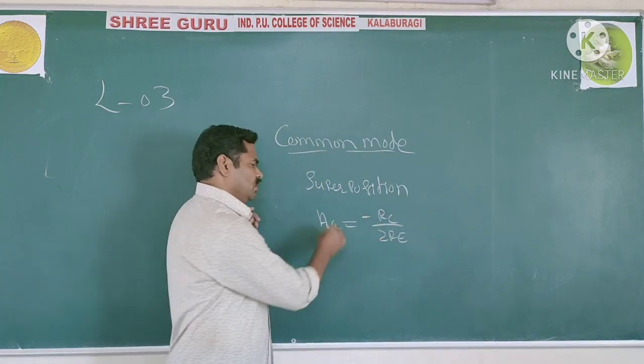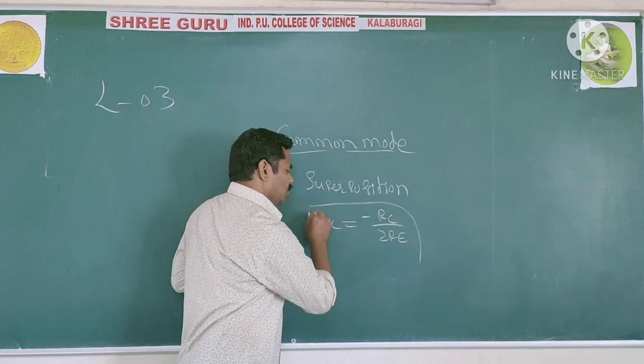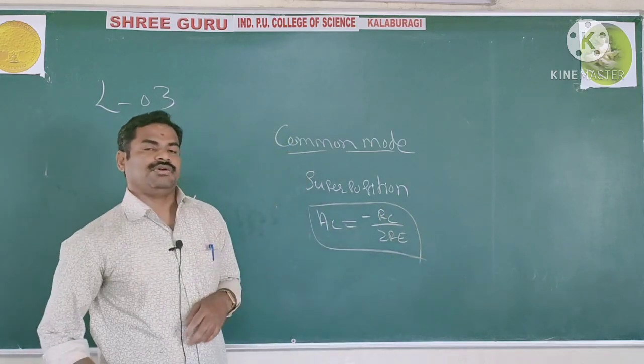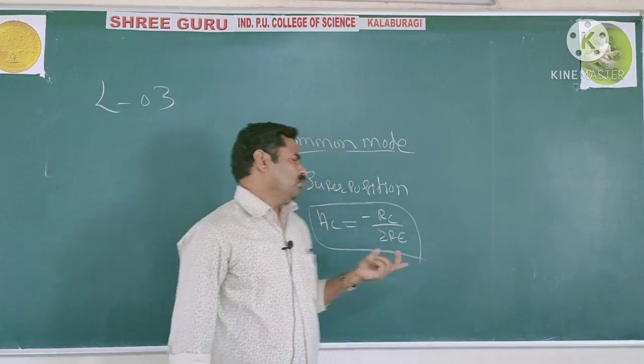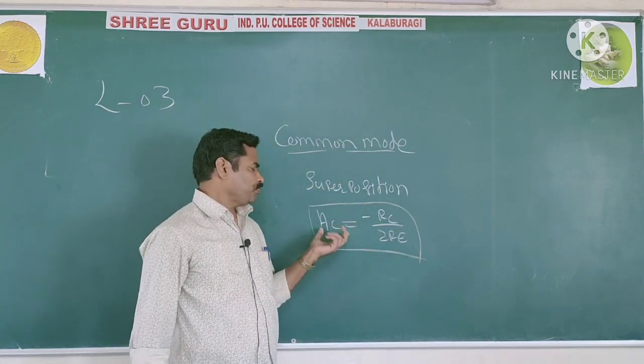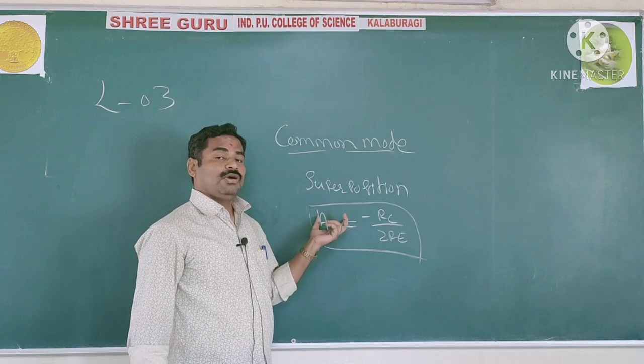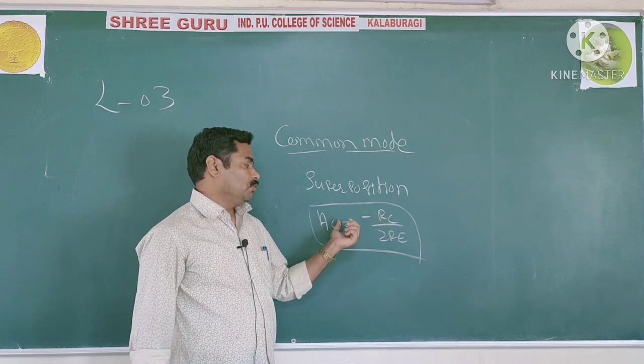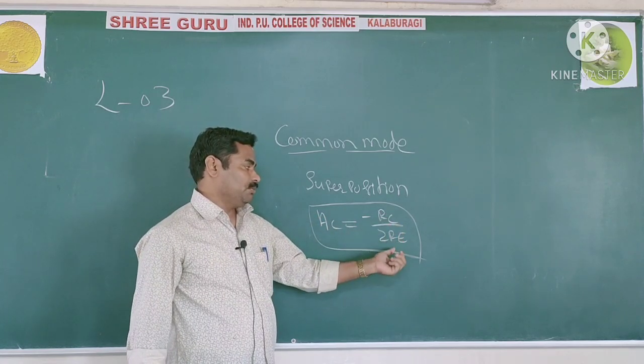You are not having the derivation for this. It is not in the syllabus to go for the derivation. In the exam they will directly give the equation for your common mode of operation. The common mode gain is nothing but minus RC by 2R.